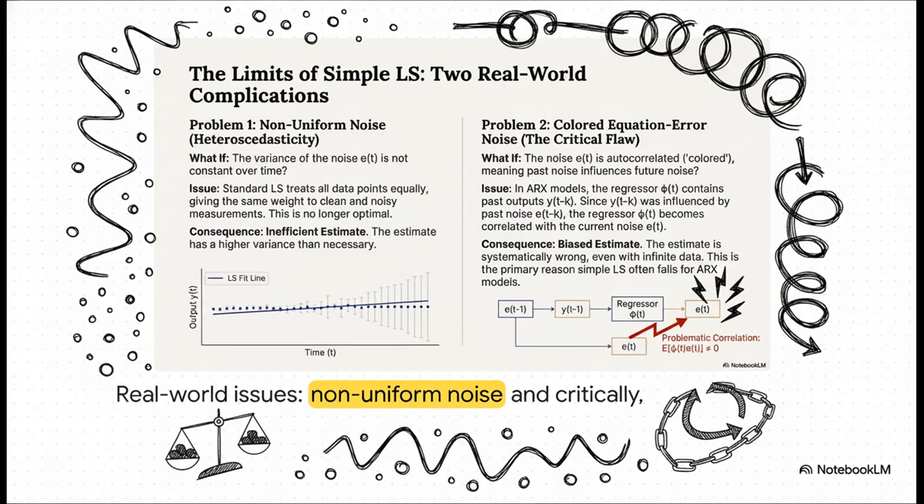This is when the errors aren't random anymore. They have a memory. A positive error now makes another positive error more likely. This is a total disaster for simple least squares because the model gets confused. It can't tell the difference between the system's real behavior and the pattern in the noise, and that leads to a biased answer that won't get better no matter how much data you collect.